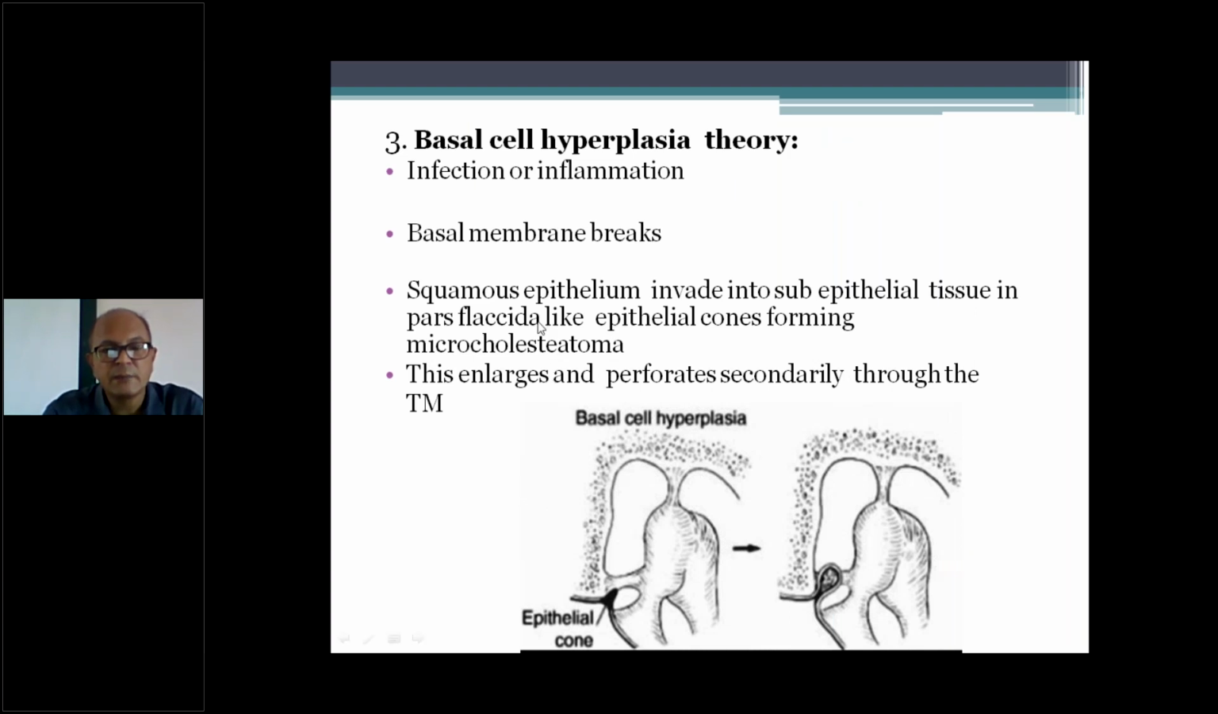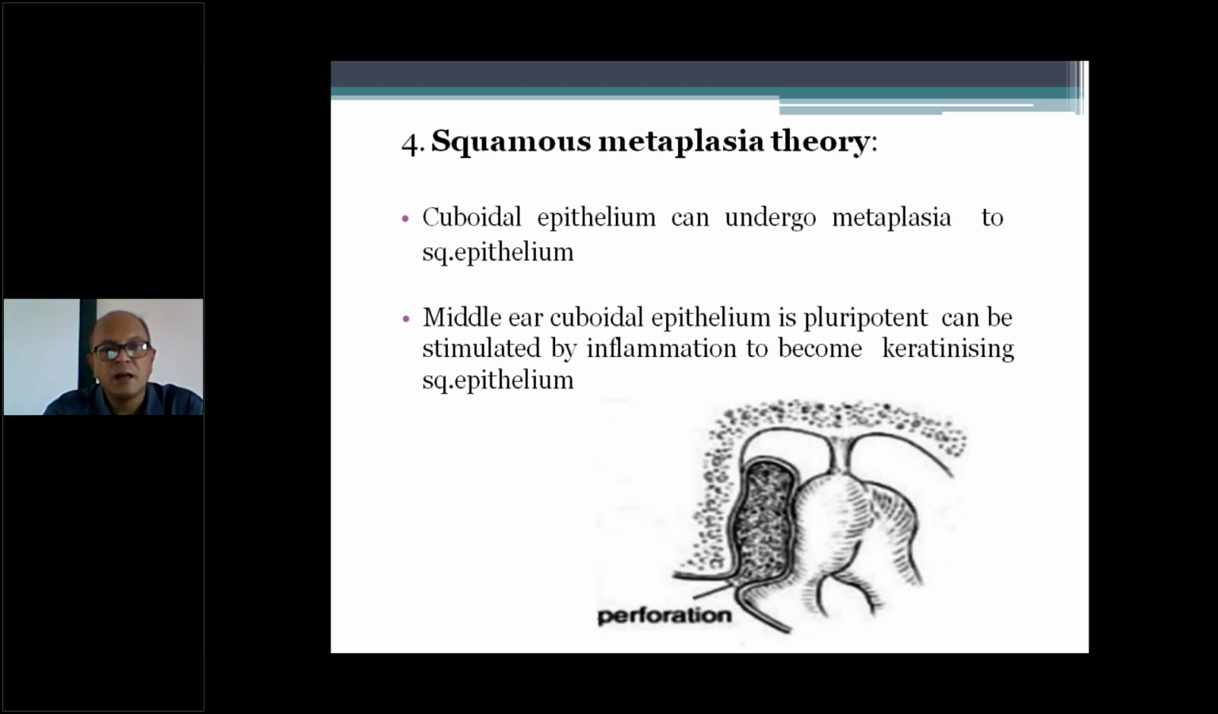The basal cell hyperplasia: here, like a cone from the prickle cell layer, due to inflammation this goes, and ultimately this epithelium breaks after a certain period of time, and then it leads to formation of cholesteatoma. In the squamous metaplasia theory, the cuboidal epithelium undergoes metaplasia to squamous epithelium. So metaplasia, by definition, is conversion of one adult type of epithelium into another.